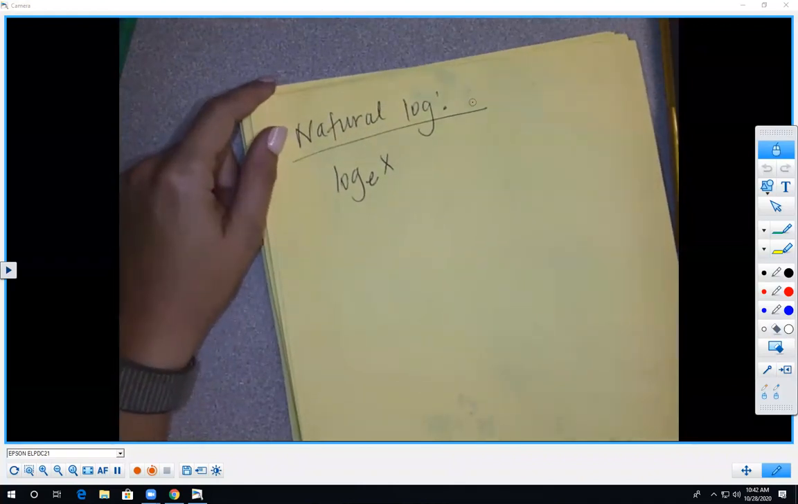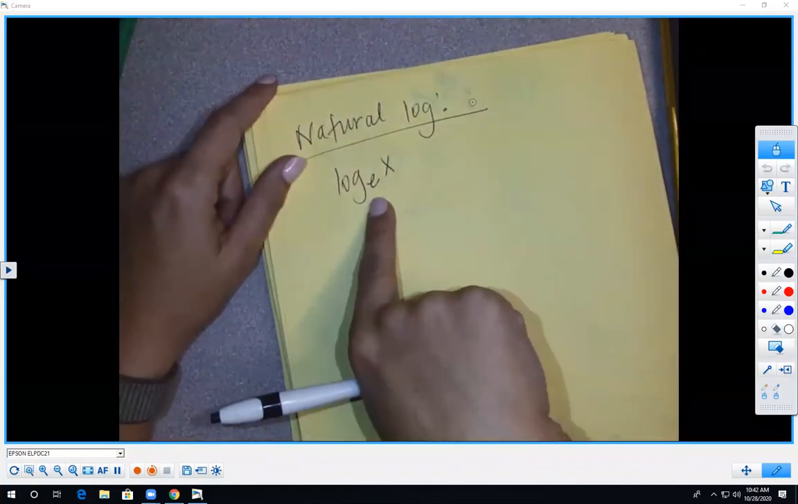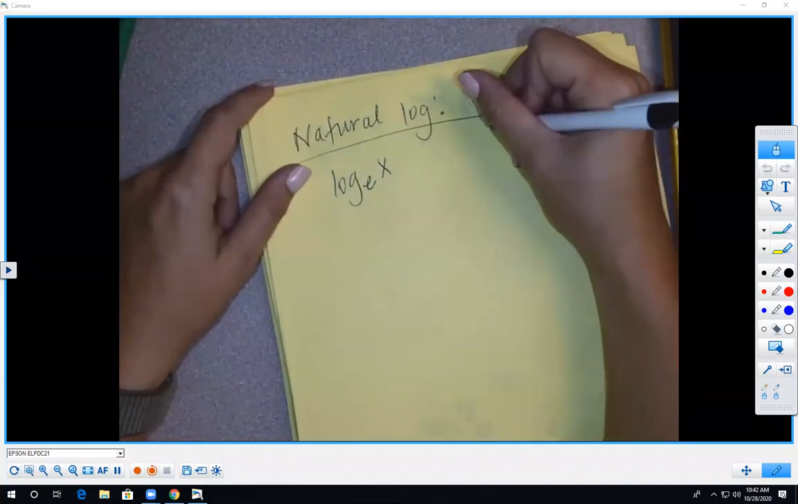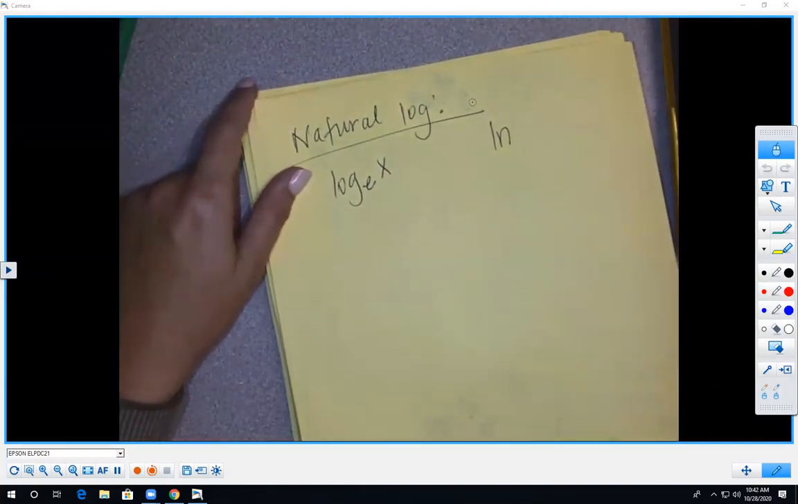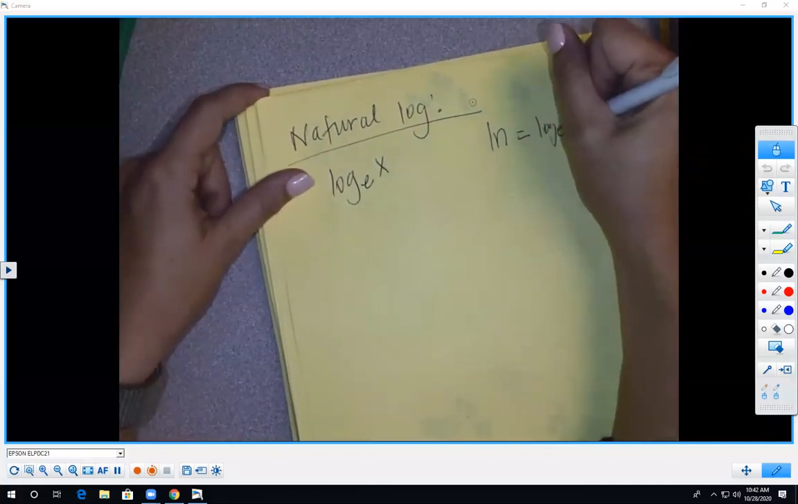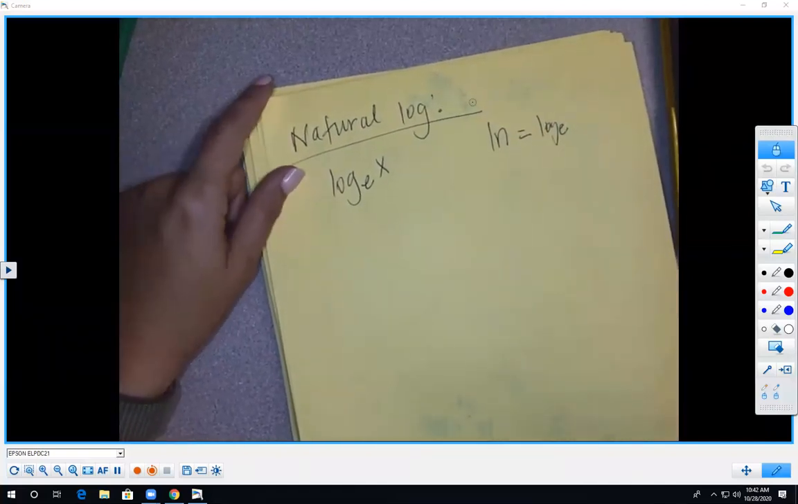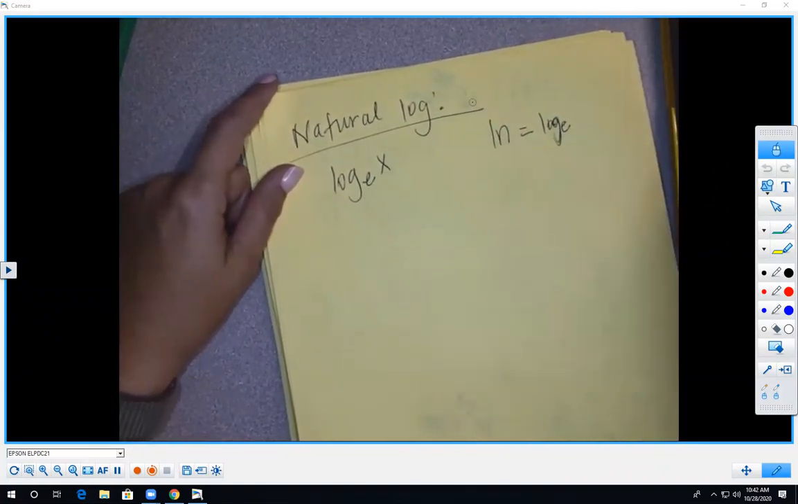And it's kind of annoying to write that E at the bottom, so they write it as LN for natural log. So if you see LN, all that means is log base E. And if you want to rewrite it as log base E, that is totally fine. But just know that LN is a button on your calculator that's going to be helpful.